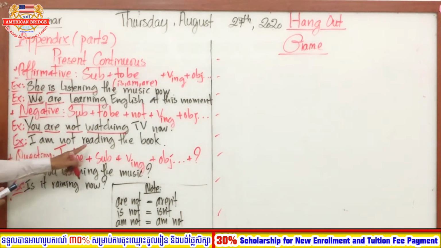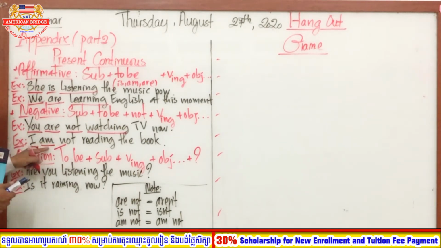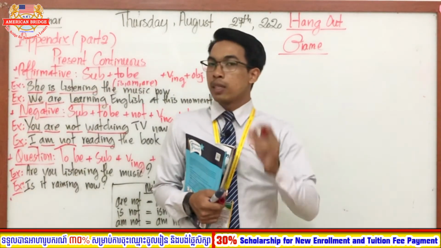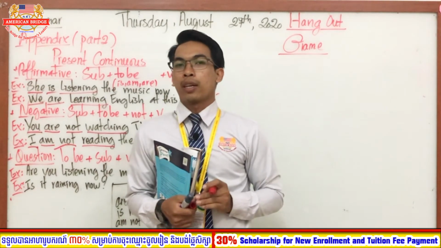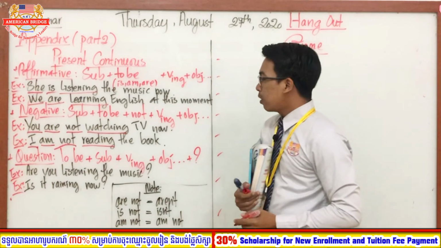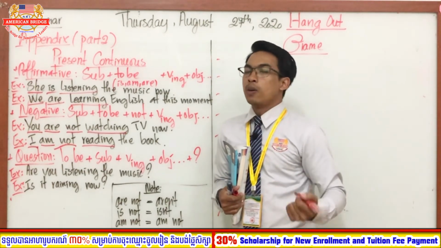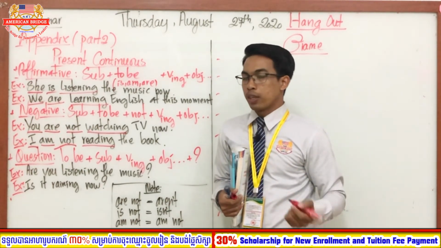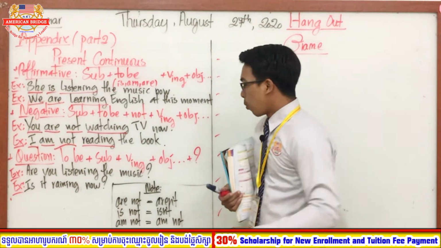I am not reading the book. So I here is the subject, am is to be, which we use with I, and not is the negative form, and the last one is verb ing. You see, very good. So everyone, you have to remember, as in the note here, you can look at the note. It is about the negative. So how to form the short one, okay, very good.